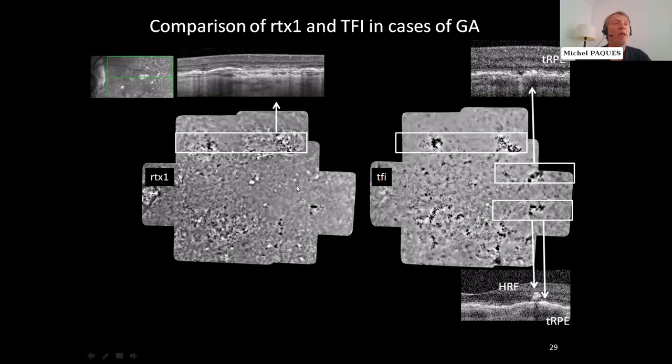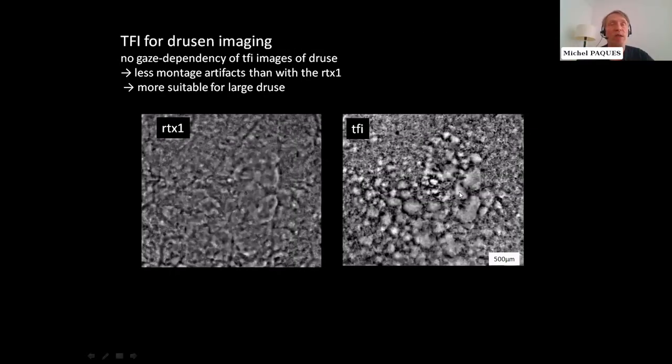Here you have on the left the montage of RTX-1 images in the macula of a patient with atrophic AMD. And I highlighted some zones in which you detect some presence of pigment, but with the TFI image on the right, you have even a much crispier view of these pigmentation. And you detect pigmentation here, for instance, which we don't really see here. And this is true also for this pigment spot here and here. And so we're having a better view of the spectrum of hyperpigmentation.